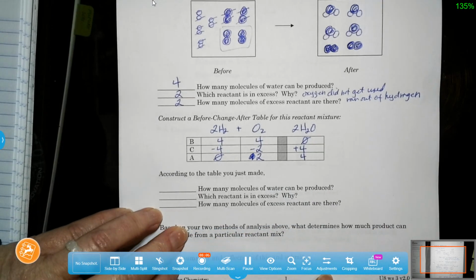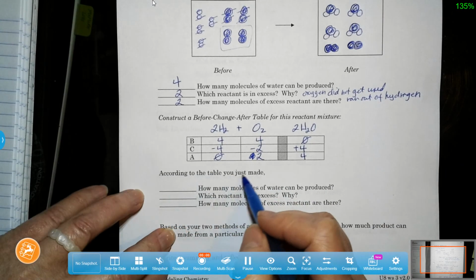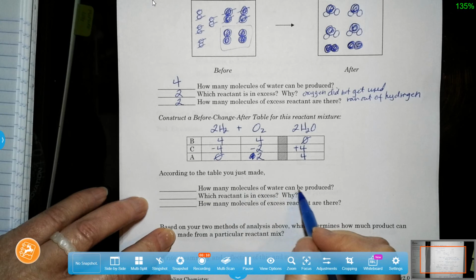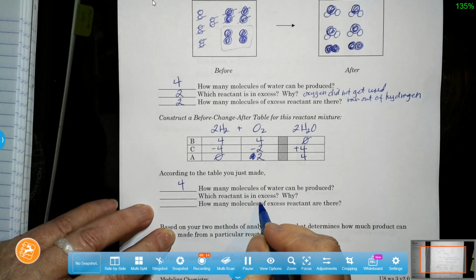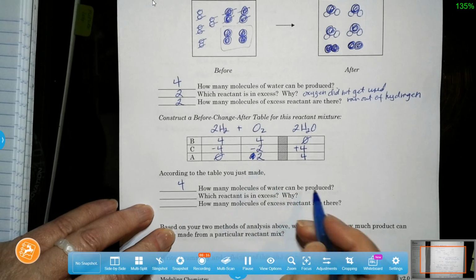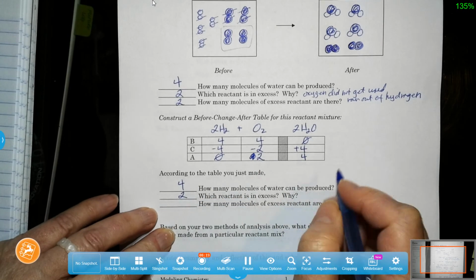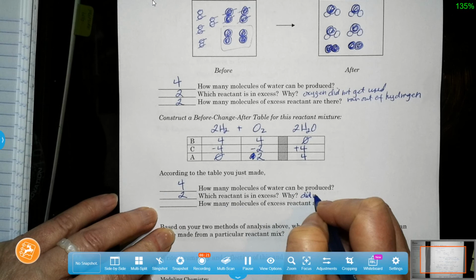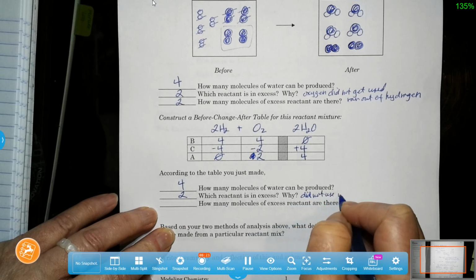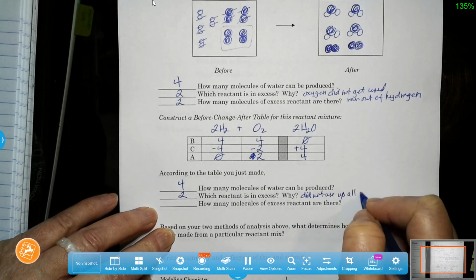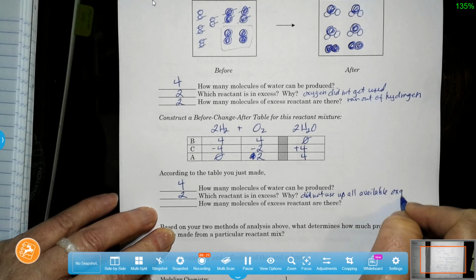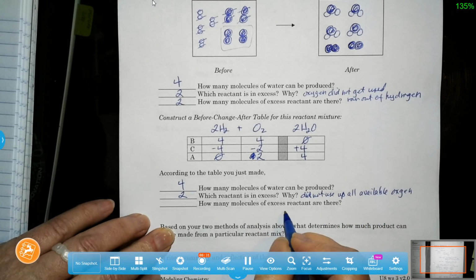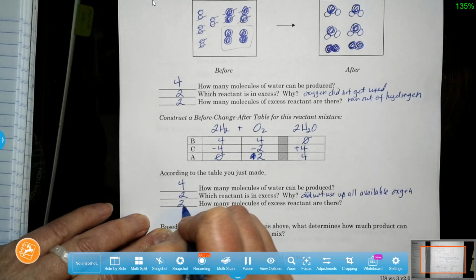Okay, so according to the table you just made, how many molecules of water can be produced? 4. Which reactant is in excess? Oxygen. 2. We can see it there. Okay, did not use up all available oxygen. Okay, and how many molecules of excess reactant are there? 2.